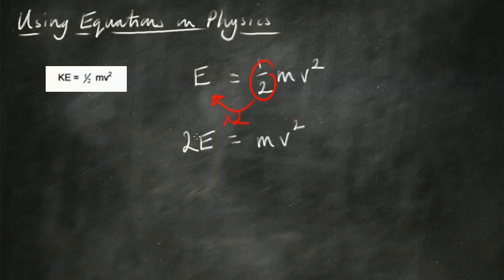Now you've just got three things that are related to each other, you can just rearrange it. Times the v squared becomes divide by v squared on the other side. So 2e, 2 kinetic energy, divided by velocity squared equals mass, and you can work out the mass like that. Okay, not too difficult. Let's do it again for rearranging for velocity.